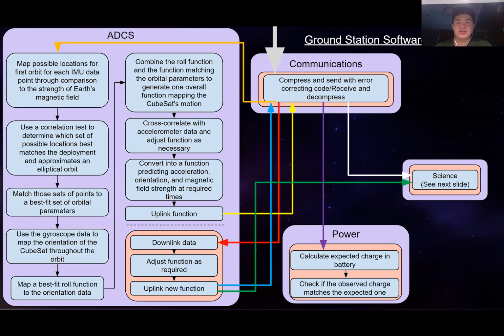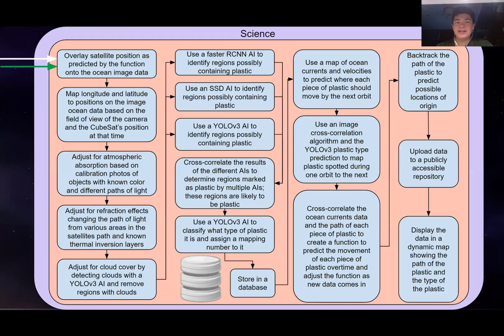In addition, we have also a small loop at the bottom to allow for any possible necessary changes to the orbital function. Finally, we have the heart of the matter, the science subsystem. The first step here is to overlay the satellite images with the location data from our orbital function, and then project that onto actual positions on planet Earth, so we have a nice map of the data.